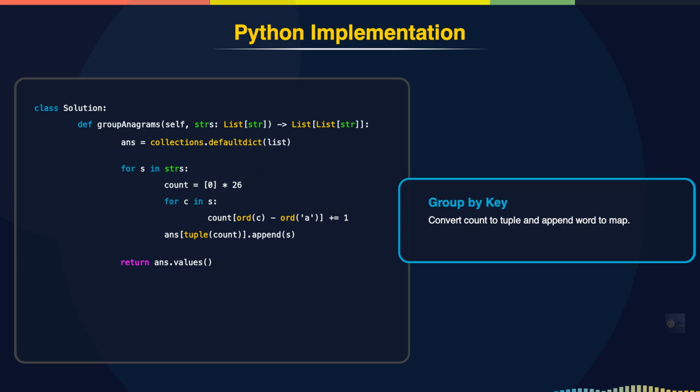Finally, we return the values of our ans dictionary. This gives us the group lists we need.